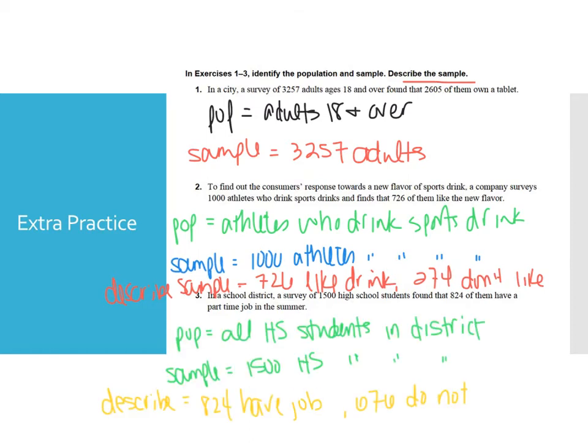So hopefully you realize that the whole population they're talking about is all the high school students in this said district. The sample is the 1,500 that they surveyed. And what they have found is that 824 of them have a part-time job in the summer and 676 of them do not.